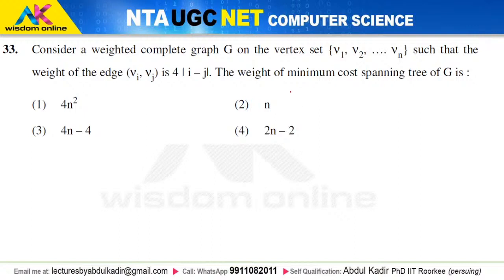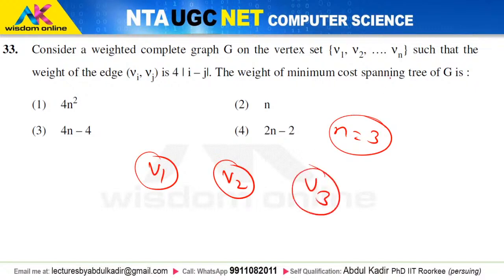He is asking, you have n number of vertices, then what will be the answer? You can very easily solve this question. Take n equal to 3, then you will have v1, v2, v3. Three vertices you will have.